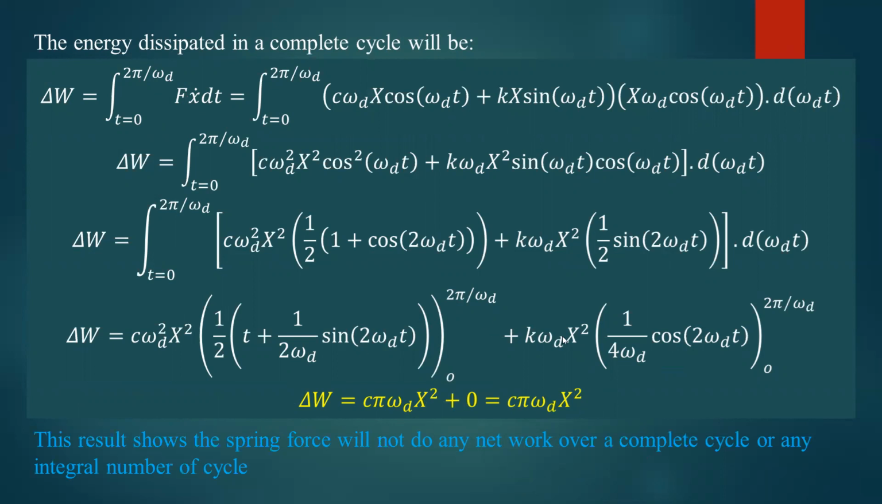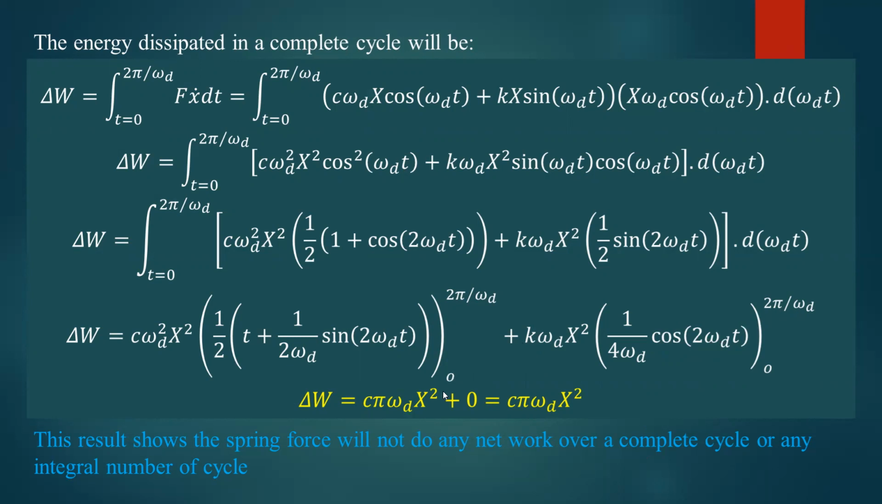But the k component, k omega d x square part, becomes 0. If you substitute 0 for this one, cos 0 is 1. Again, if you substitute 2 pi over omega d for t here, this also gives you 1. So 1 minus 1 is 0. So the k component becomes 0, but the c component has c pi omega d x square.